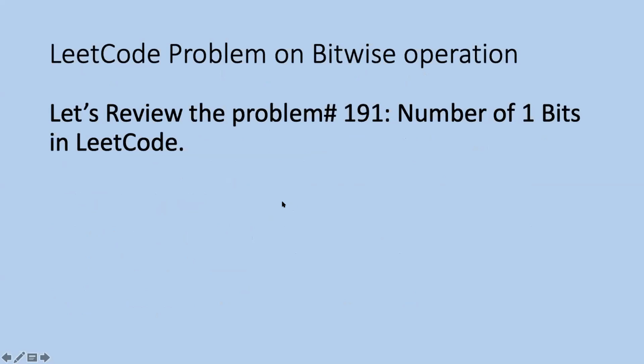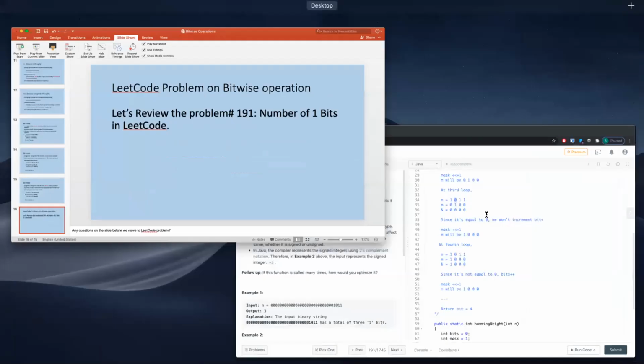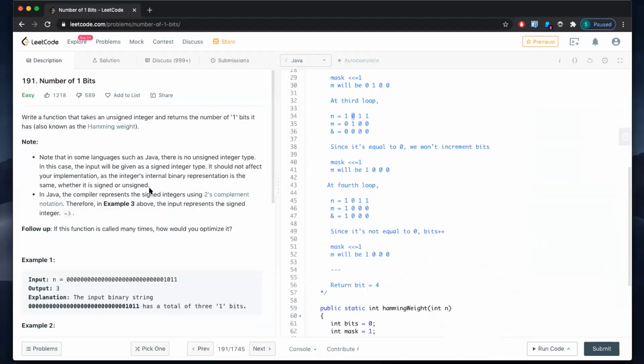All right, guys. If you don't have any questions, we'll review this problem on Leetcode. So here, our problem says, number of 1 bits. Write a function that takes an unsigned integer and returns the number of 1 bits it has. Unsigned integer means the integer cannot be negative. If it's a signed integer, the integer can be negative.